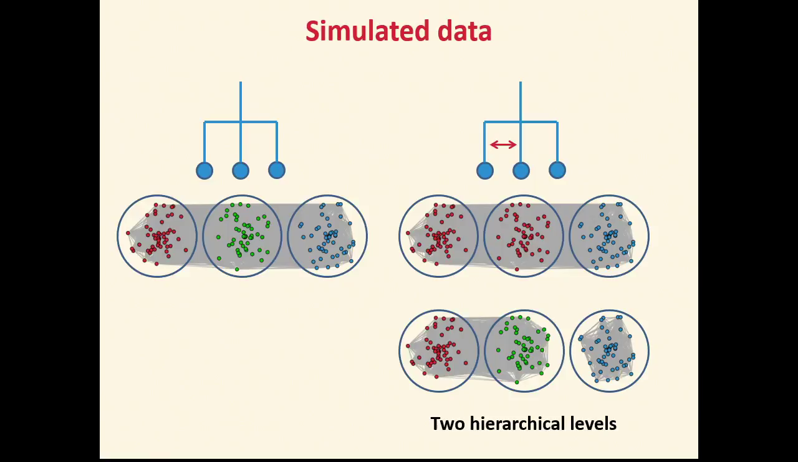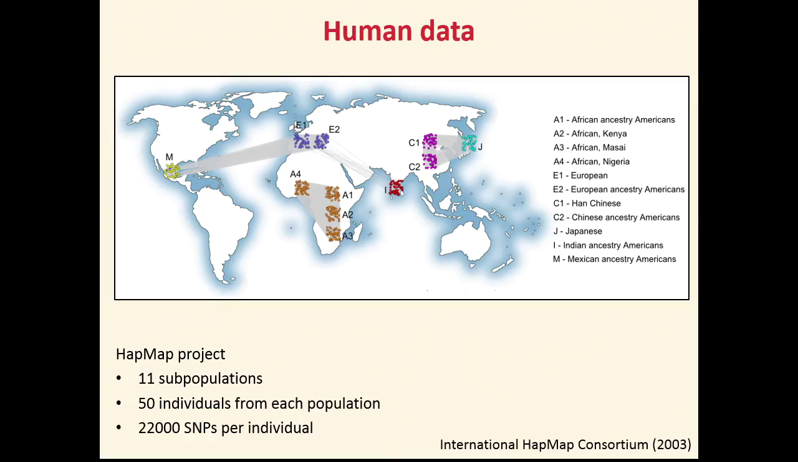So what we see with this simulation is that we can detect the basic population structure, but also using this process of removing edges and applying community detection methods, we can detect the different levels of hierarchy of structure in the population. Next, we wanted to test it on empirical data. So we extracted data from the HapMap project. This data includes 11 human subpopulations. We randomly selected 50 individuals from each population and 1,000 SNPs from each chromosome. And this was run with NetStruct.